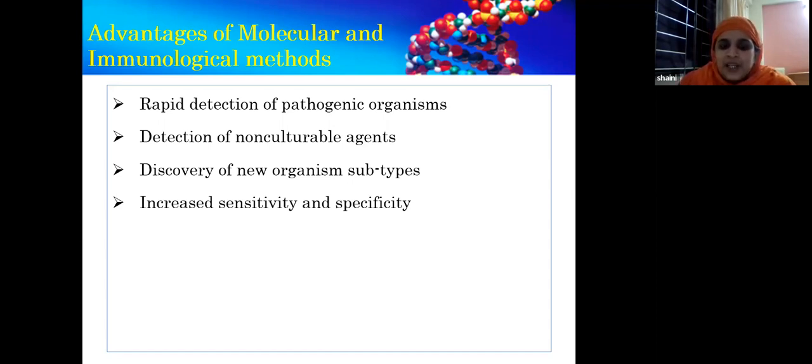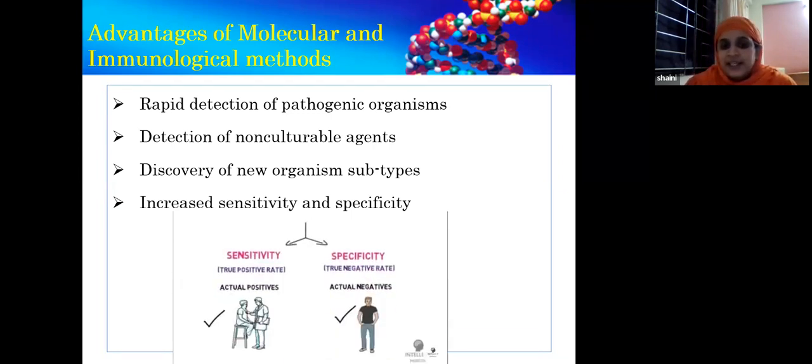And it was always said that the traditional methods are the gold standard by which all the newer techniques are measured. But now these tests have started to show increased specificity and sensitivity over the traditional techniques. Now, just to refresh what sensitivity and specificity are. Sensitivity is the ability to detect actual positives, or it is called the true positive rate. And specificity is the ability of a test to diagnose actual negatives, or it is the true negative rate.